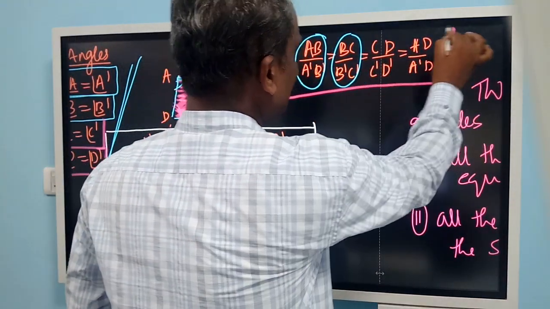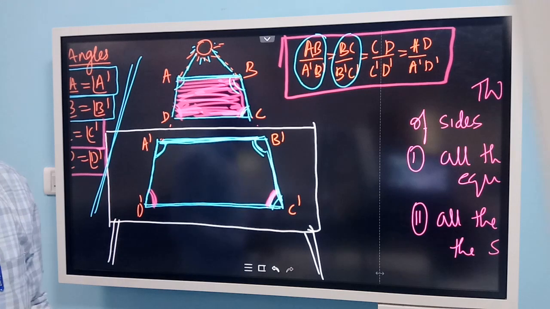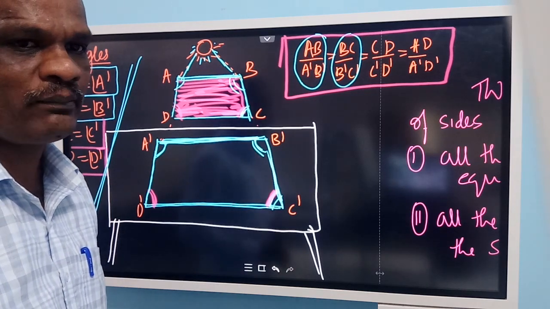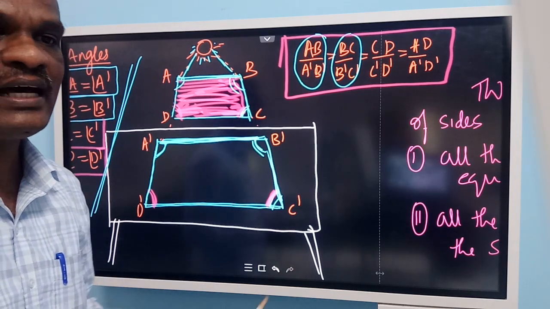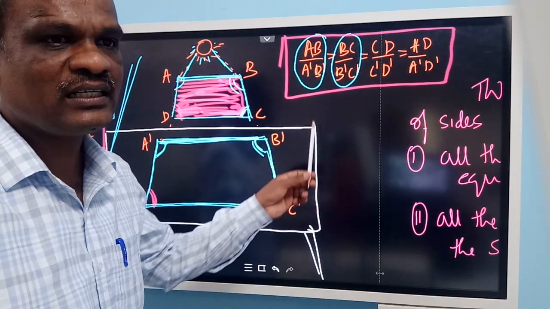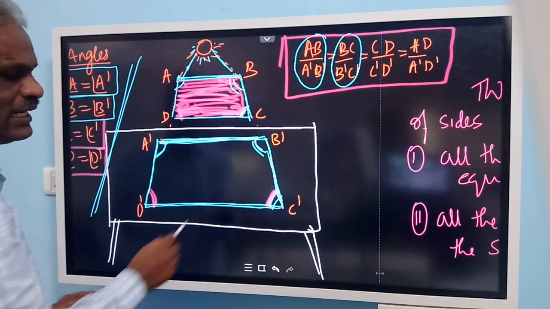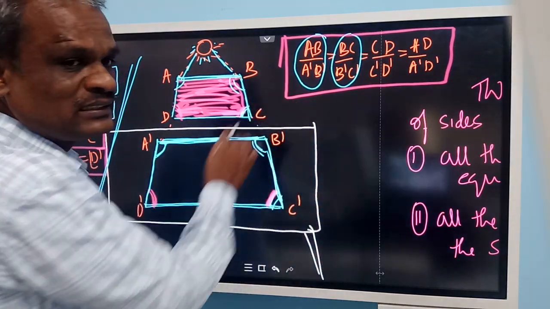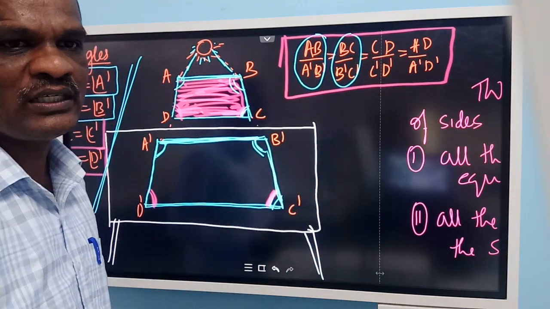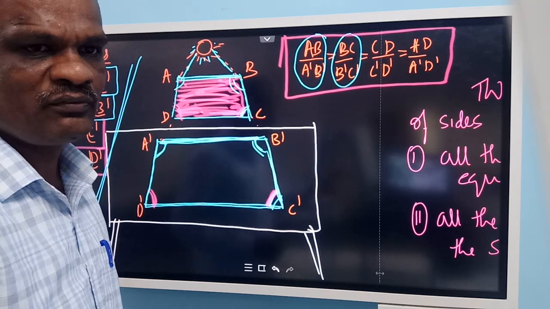The ratio of the corresponding sides will be the same. We call that they are in proportion. Sides are in proportion. So these angles will not change, but the ratio remains the same. Sides will be in the same ratio. Is it clear to all of you?